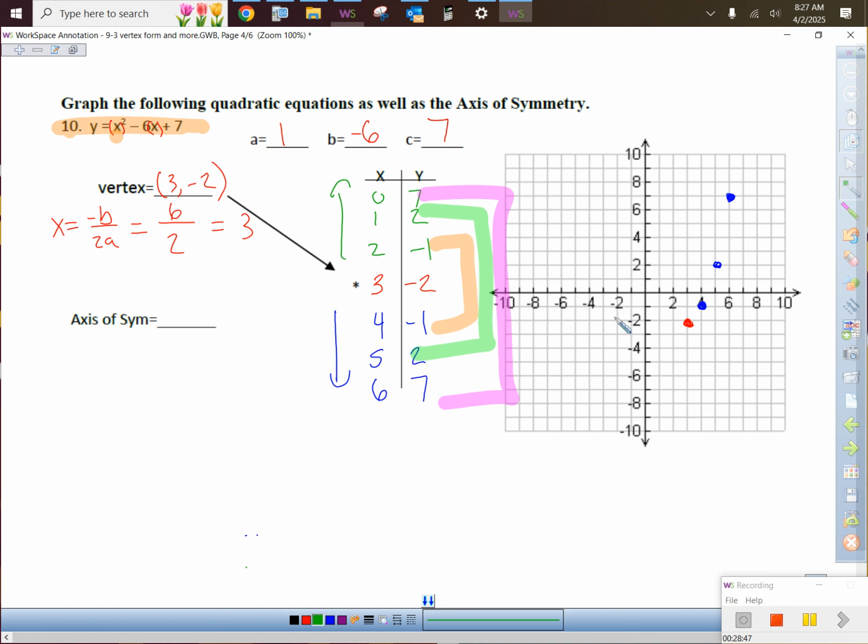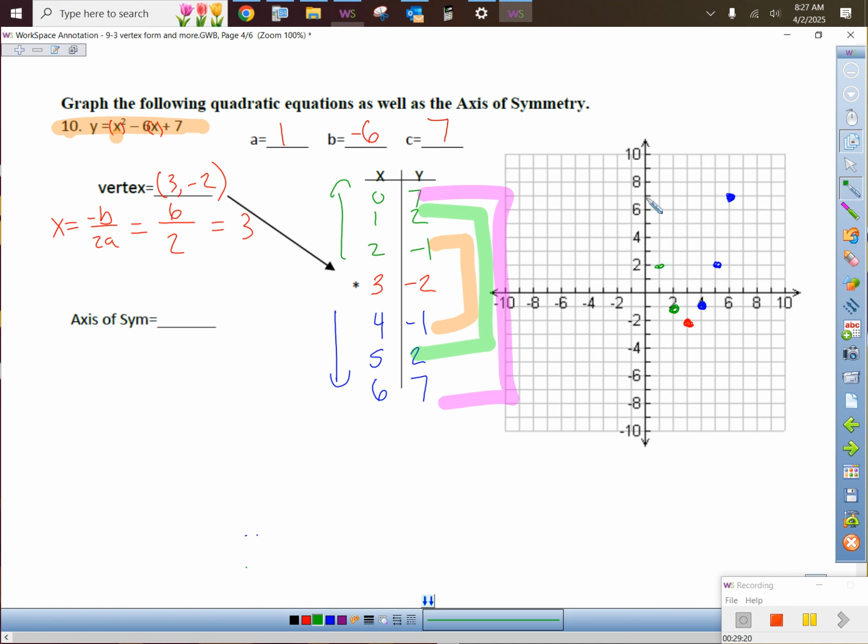If I just look at this level right here, isn't that first green dot going to be right there, 2, -1? It's at the same height as that other blue dot. And then what's the next one? 1, 2. Well, isn't that at the same height as that other blue dot, right? And then 0, 7, of course. I'm going to get rid of those lines.